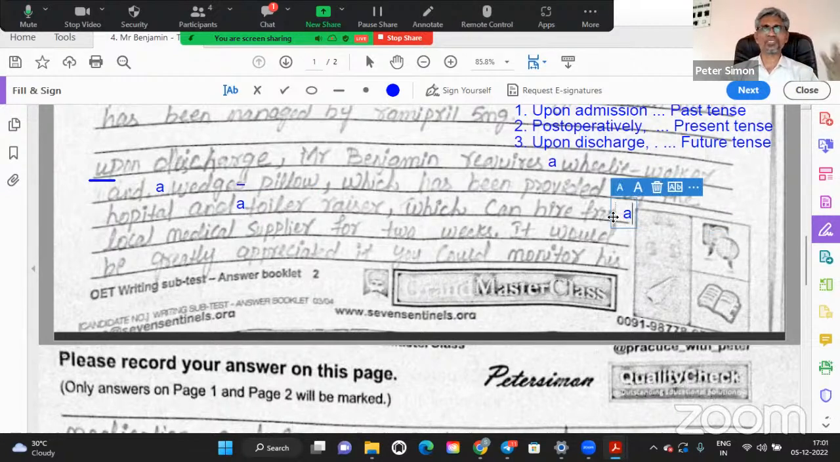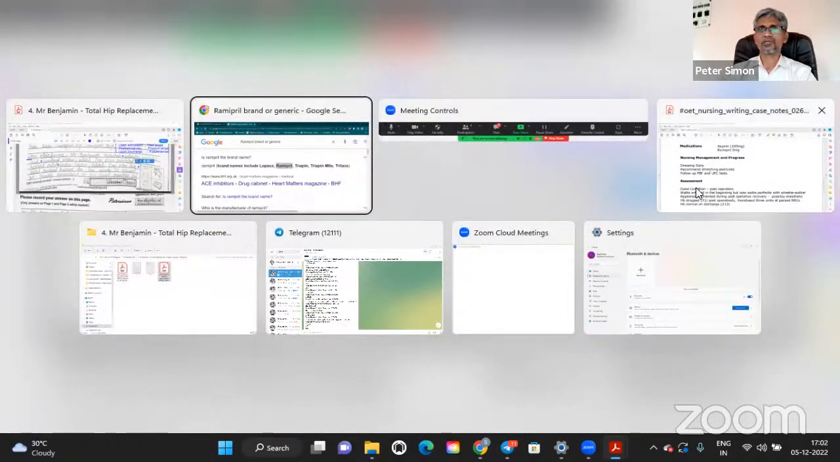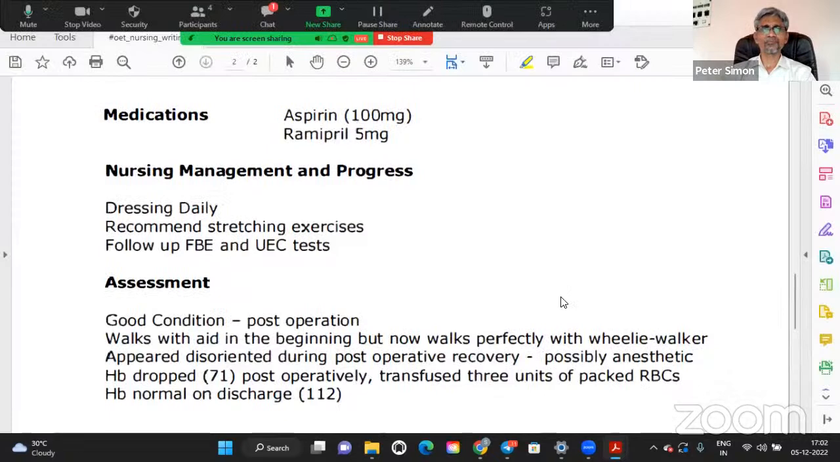So simple. Four mistakes you write in one paragraph. 10 marks you lost already here. A wheelie walker, A wedge pillow, A toilet razor, A local medical. Four mistakes. Lost 10 marks. Simply you lost. How can you do mistake?